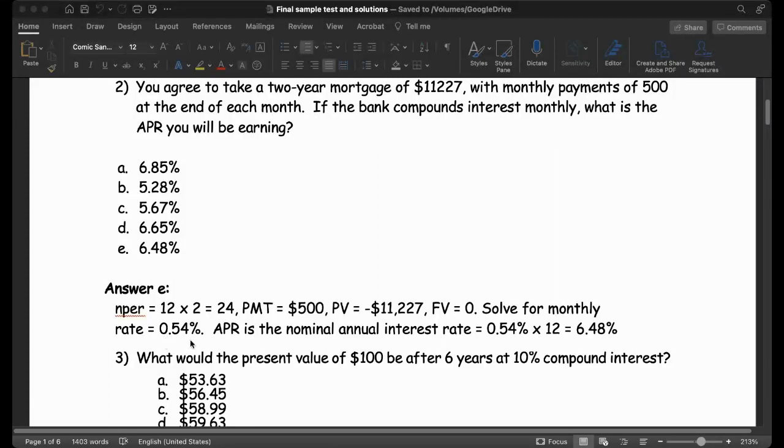Then you need to add back the percentage sign, so that your monthly rate is 0.54%. And then we can multiply by 12, so we have 6.48% as our nominal annual interest rate.